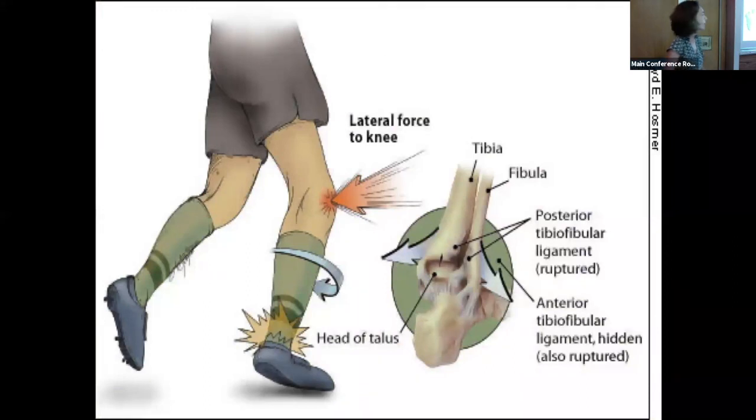A high ankle sprain is when you are running, usually on a dorsiflexed and everted foot, and you get a lateral force to the knee. What that does is force your tibia to rotate on the dorsiflexed and planted foot. And it basically tears your posterior tibiofibular ligament, your anterior talofibular ligament, and it injures your syndesmosis. So this is a really, really serious injury.